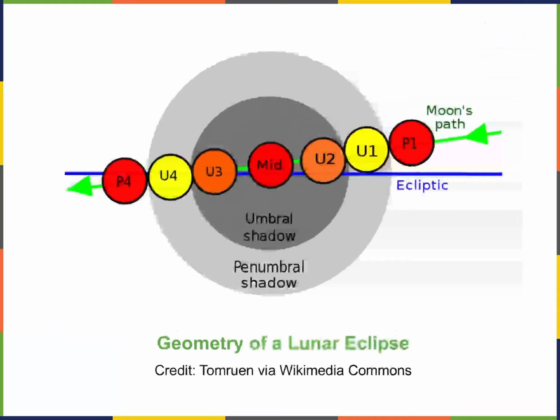In summary, there are 2 requirements for a lunar eclipse. It must be a full moon, and the moon must be crossing the ecliptic. That's why the word eclipse and the word ecliptic sound so similar. Eclipses happen when the moon crosses the ecliptic. And it's a full moon in the case of a lunar eclipse.